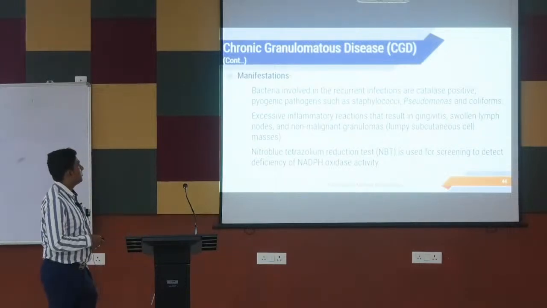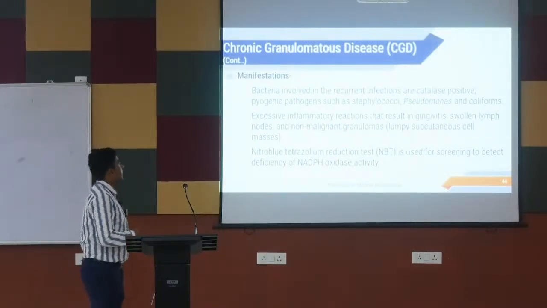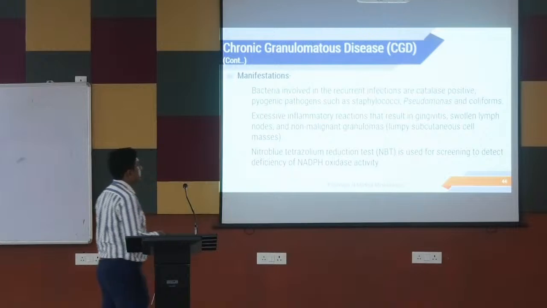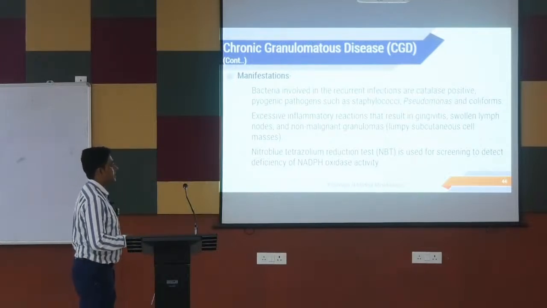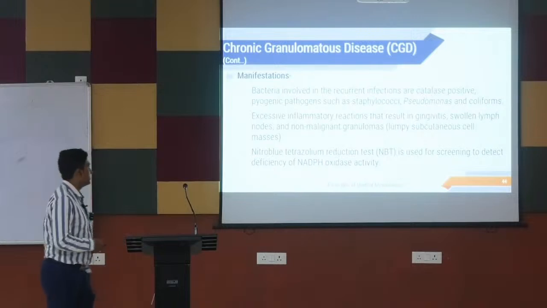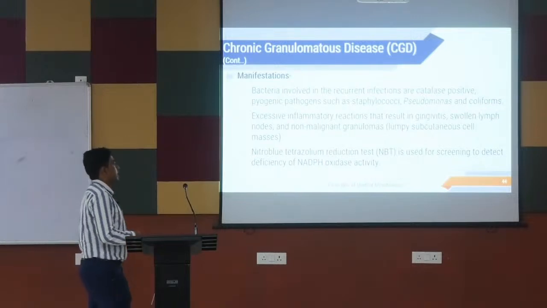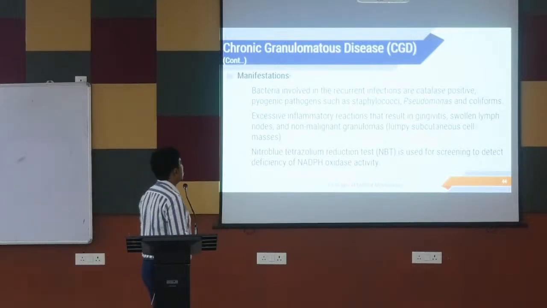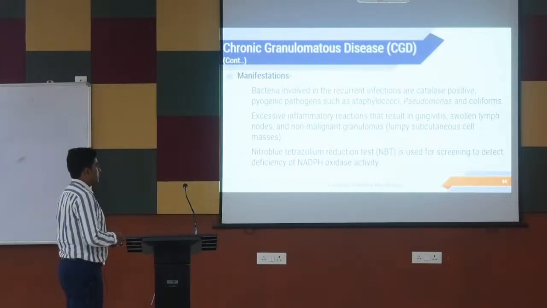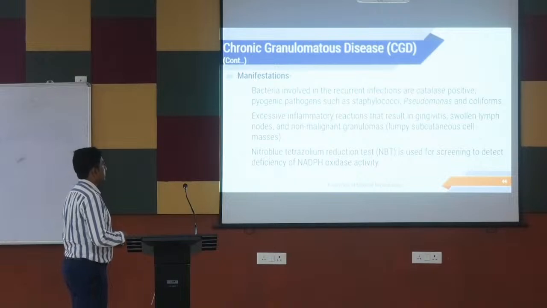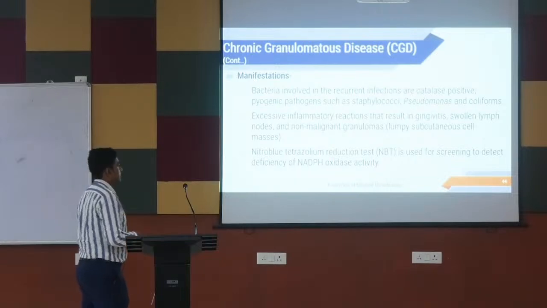কি হয় সেজন্য phagocytosis defective হয়ে গেলে? Bacteria is involved in the recurrent infections আর catalase positive bacteria গুলো, যেমন pyogenic pathogens like staph, pseudomonas and coliforms. Excessive inflammatory reactions that result in gingivitis, swollen lymph nodes and non-malignant granulomas. And nitroblue tetrazolium test is used for screening to detect the deficiency of NADPH oxidase activity.